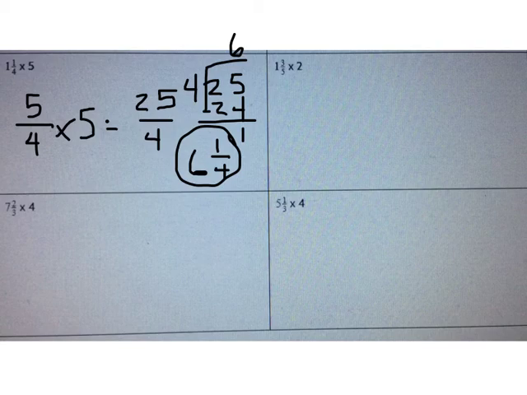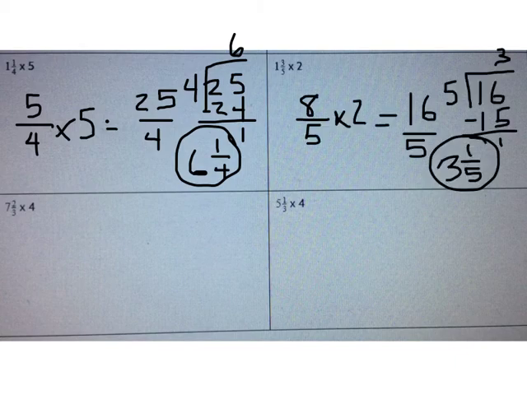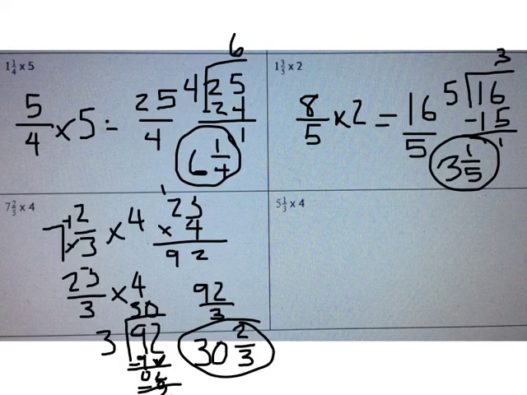Now try another. What's 1 and 3/5 times 2? Write your answer as a mixed number. The correct answer is 3 and 1/5. Check your work with mine. Now try another. What's 7 and 2/3 times 4? Write your answer as a mixed number. The correct answer is 30 and 2/3.